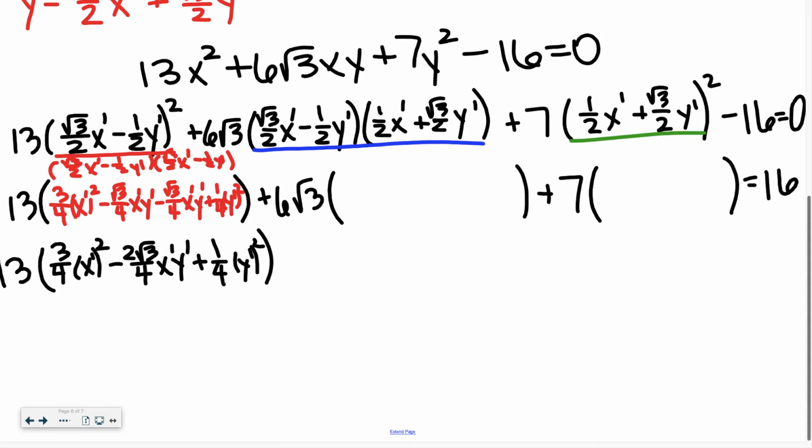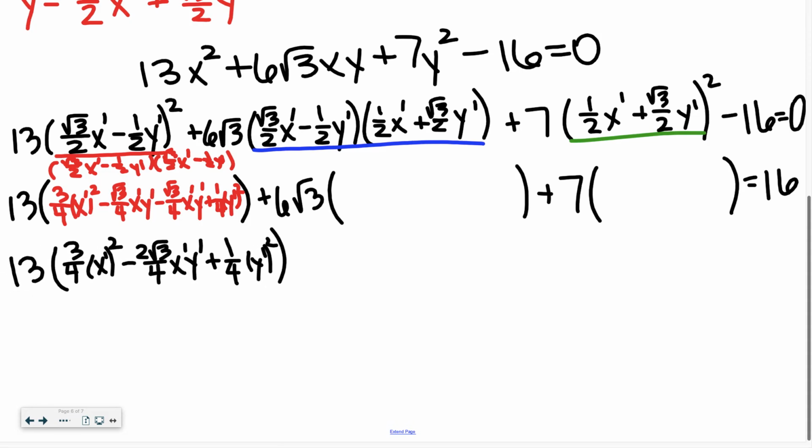And could it just be, can you cancel it? Radical 3/2? Yes, it can. I'm going to leave it as denominators of 4 so that all of my denominators are the same, because eventually we're going to have to combine like terms.